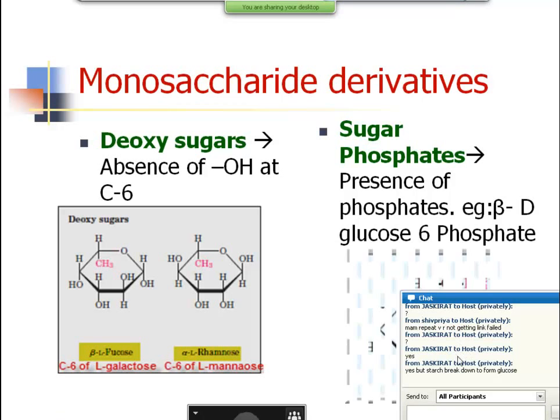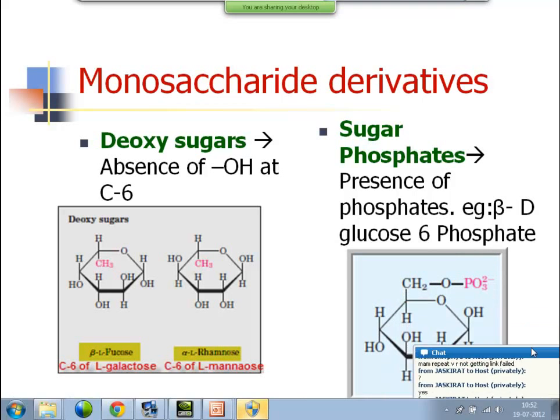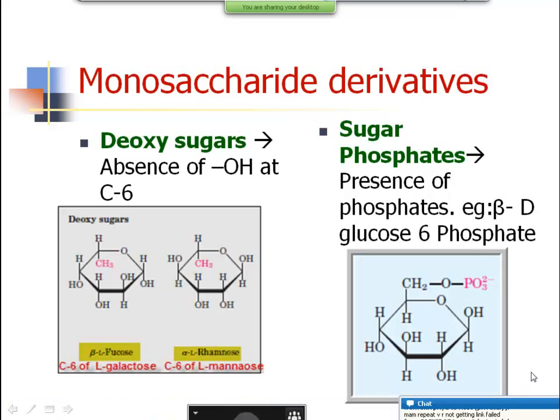Okay, yes, a person who is diabetic is not supposed to consume starch because the number of glucose residues will become more in his blood. And they cannot break down, they cannot further digest this glucose, because of the deficiency of production of insulin in the pancreas.